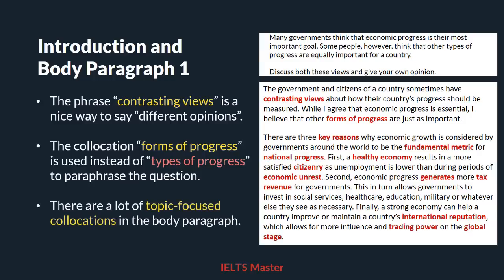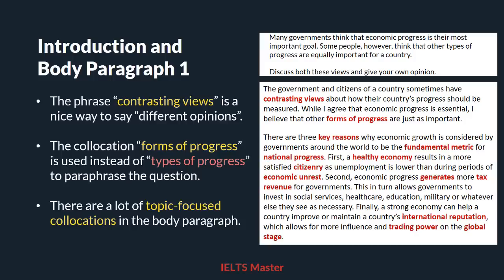Now, you'll notice, and we'll go into more depth about this, but a lot of these words are topic-focused collocations in the body paragraphs. Collocations are words that go together often. So by topic-focused, I mean they're related directly to the topic. So here we're looking at economic progress, right? In this first body paragraph, what do we have? We have national progress, a healthy economy, economic unrest, generate tax revenue, international reputation, trading power, global stage.